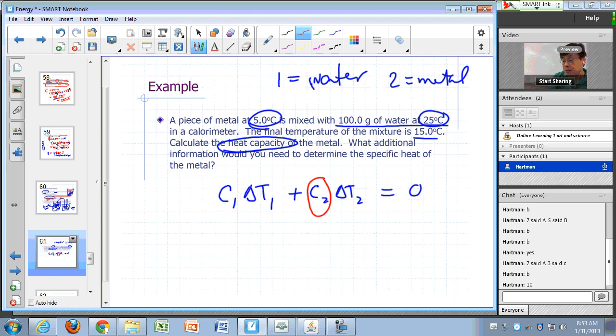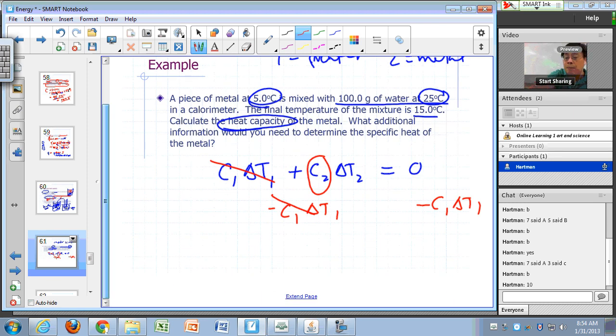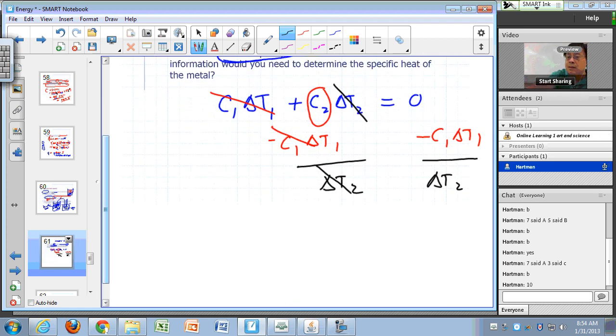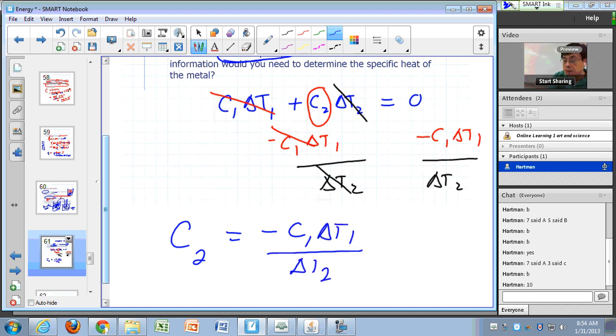So I'm going to solve for C2. How do I solve for C2? Subtract C1 delta T1 from both sides. Yeah, gets rid of that. And then divide both sides by delta T2. That gets rid of delta T2. So our formula for C2 is just negative C1 delta T1 over delta T2. That's our heat capacity of the metal.